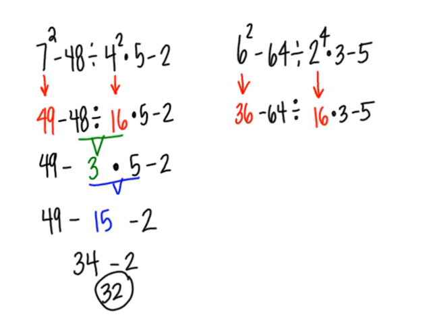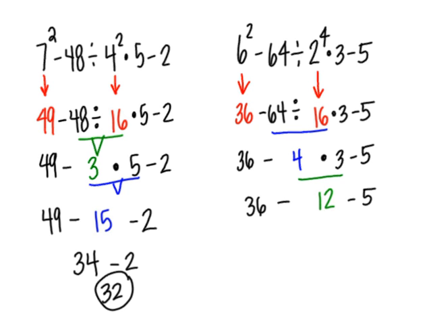Working to my next line, I have subtraction, division, multiplication, and subtraction. We do multiplication and division as they appear from left to right. 64 divided by 16 would give me a 4. Recopy everything else: 36 minus the 4 times 3 minus 5. At this level, I have minus, times, and minus. So times comes next. 4 times 3 is 12. Recopy everything else.